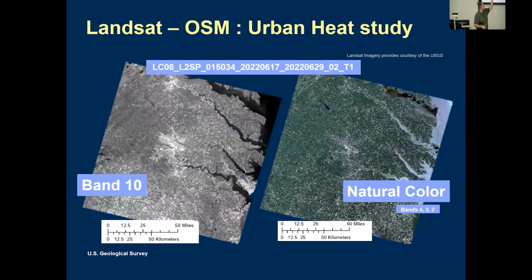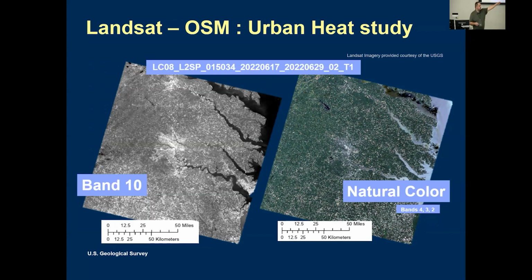So I put the ID of the scene we're looking at, if you want to follow along or replicate this, an easy way to find it. On the left, we have our band 10, which is one of our thermal bands. And on the right, we've got a natural color image. This is over Richmond, so that's where I focused because of the conference.